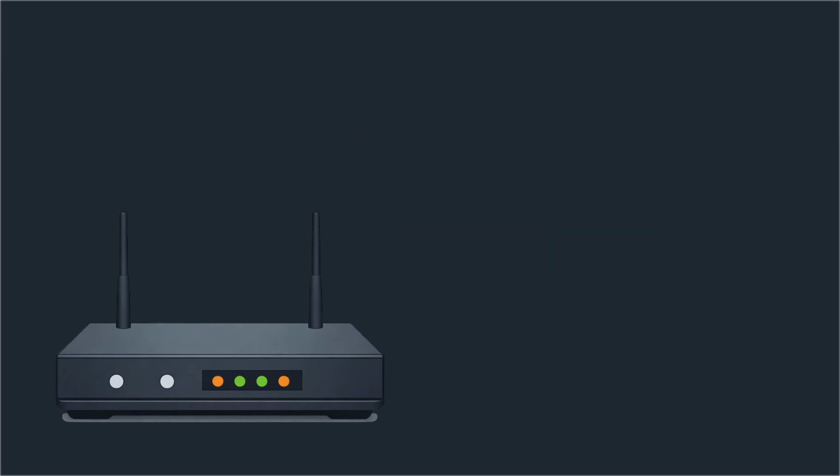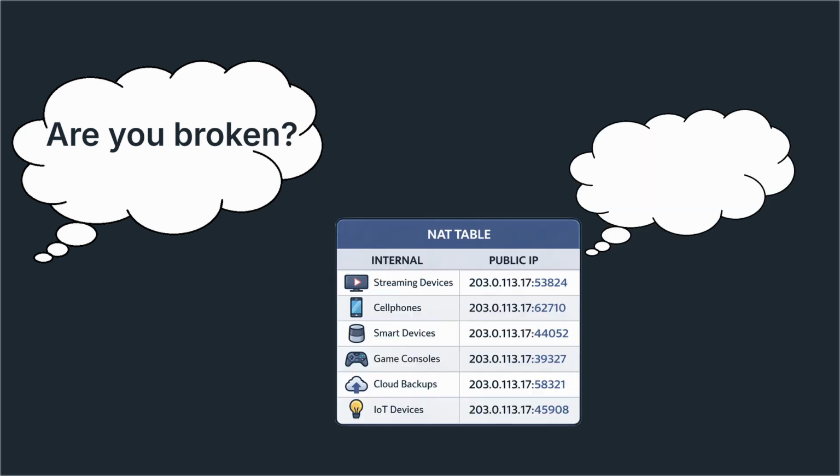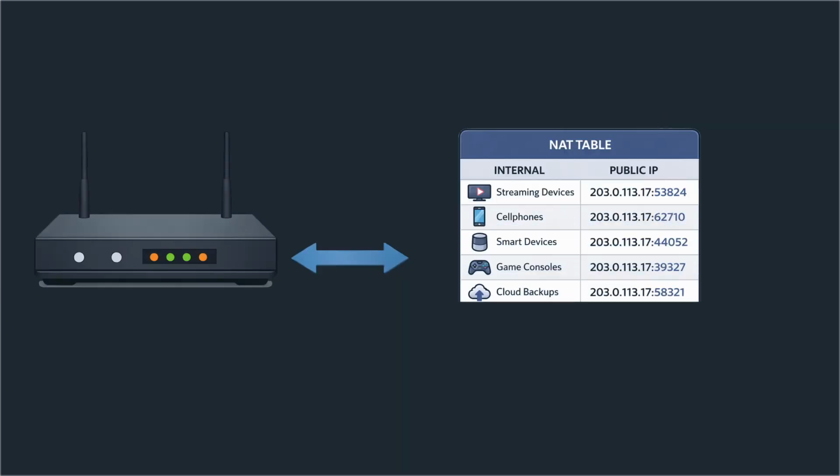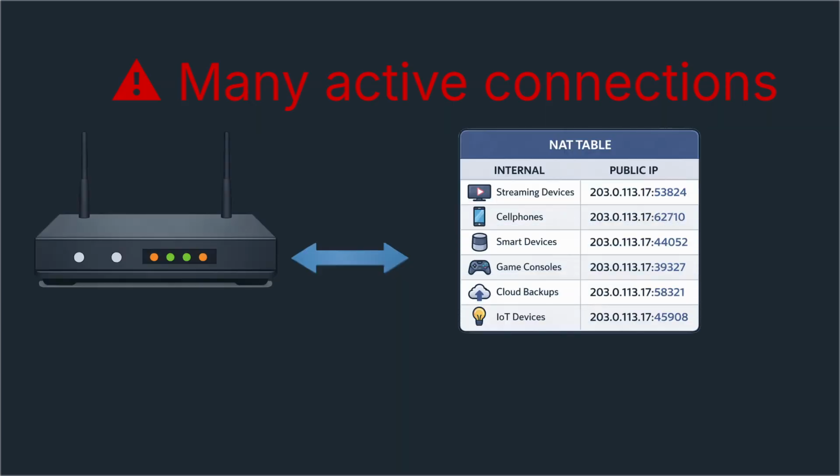An important nuance to understand is that this does not mean that NAT itself is broken. It just means the consumer routers are small computers with limited resources. Over long periods of uptime, connection tracking can accumulate states that slow things down.